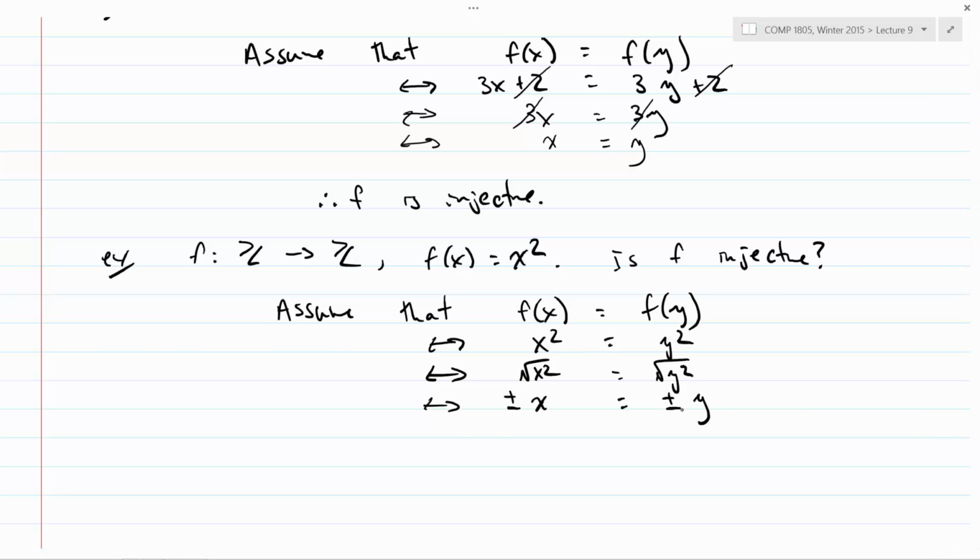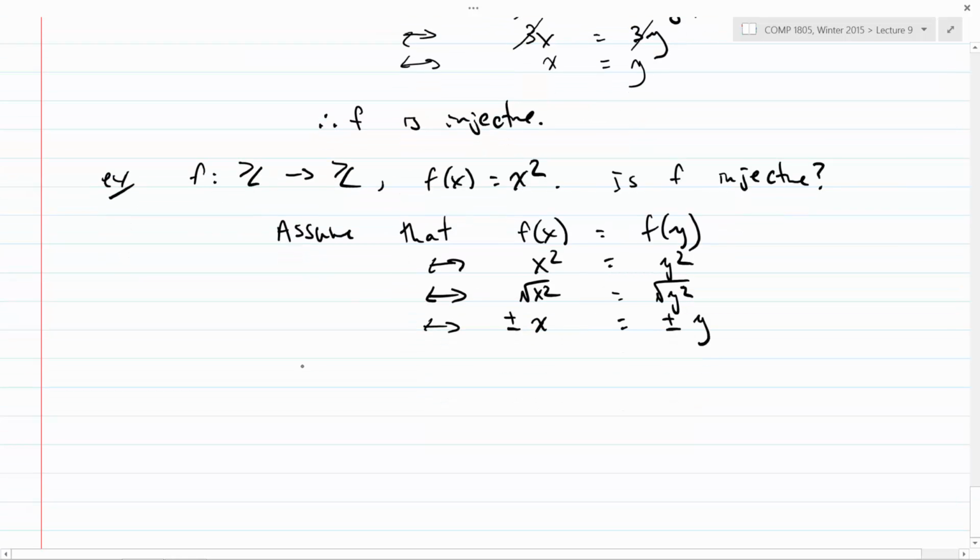But this isn't a proof. It just means maybe we weren't clever enough. This proof didn't work, but that doesn't mean for sure it's not injective. To show that it's not injective, you would want to show a value x and a value y that are different but give you the same output. So this doesn't seem to work. So we try to prove it's not injective.